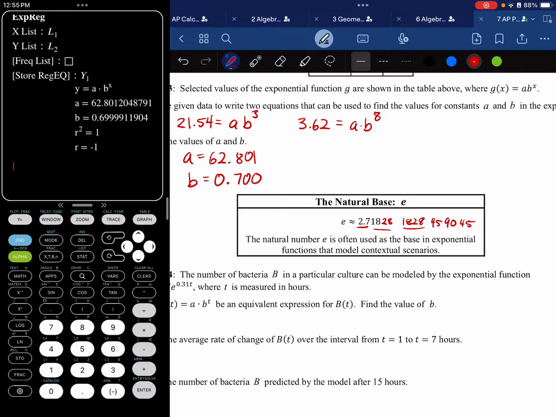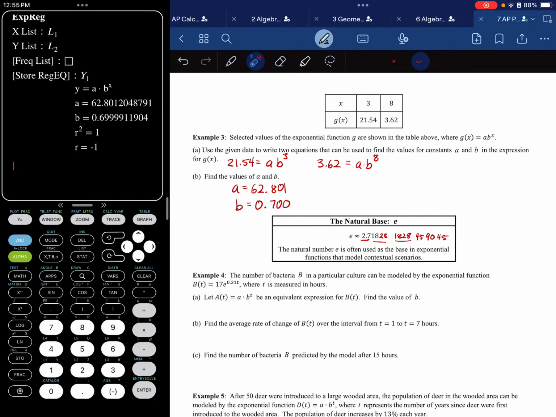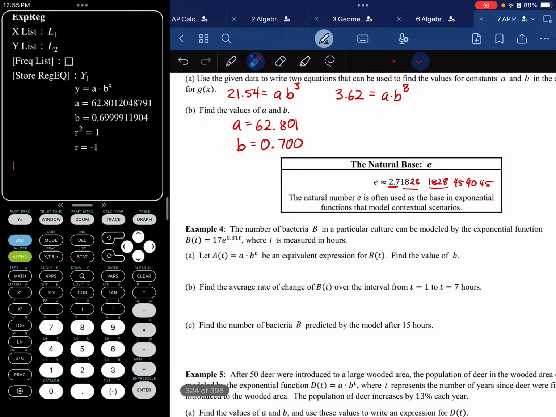And it's used generically when you have contextual scenarios, real life scenarios. So, a bacteria culture is modeled by this equation, and t is every hour. Okay, so we know it's going to be modeled by an exponential because it gives us a general form of an exponential in part A, and we need to find a value of b.